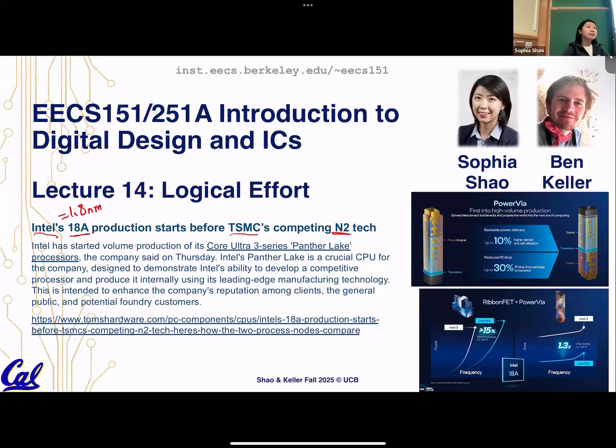We did the yield analysis in the first homework or so, right? So it's not only about whether you can fabricate a few transistors or not, it's also about whether you can mass produce. Intel's latest result claimed that 18A is actually in production, and it's in their core series.